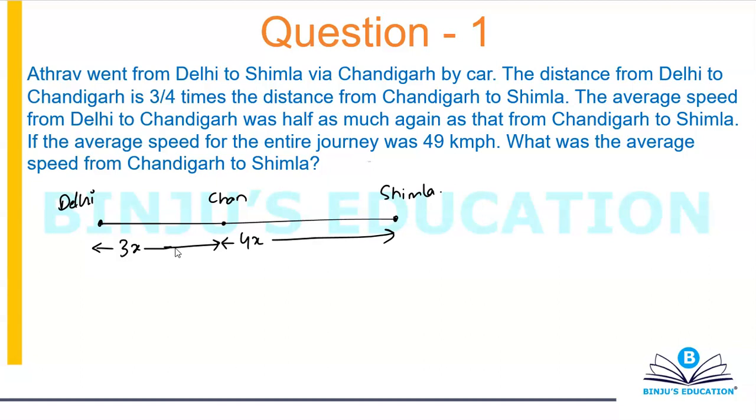The average speed from Delhi to Chandigarh was half as much again as that from Chandigarh to Shimla. So from Chandigarh to Shimla, if I take my average speed to be S, then the average speed from Delhi to Chandigarh will become S plus S by 2.